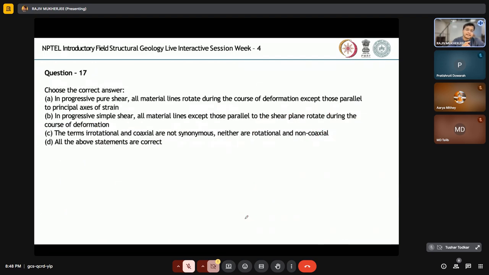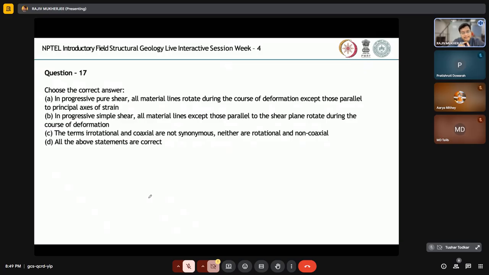Right? Okay. So the next question says, choose the correct answer. Option A. In progressive pure shear, all material lines rotate during the course of deformation except those parallel to the principal axis of strain. Option B. In progressive simple shear, all material lines except those parallel to the shear plane rotate during the course of deformation. Option C. The terms irrotational and coaxial are not synonymous, neither are rotational and non-coaxial deformations. And option D. All of the above statements are correct.